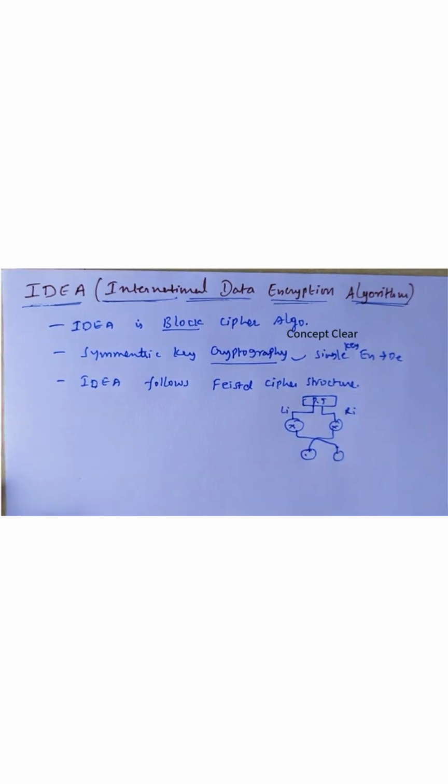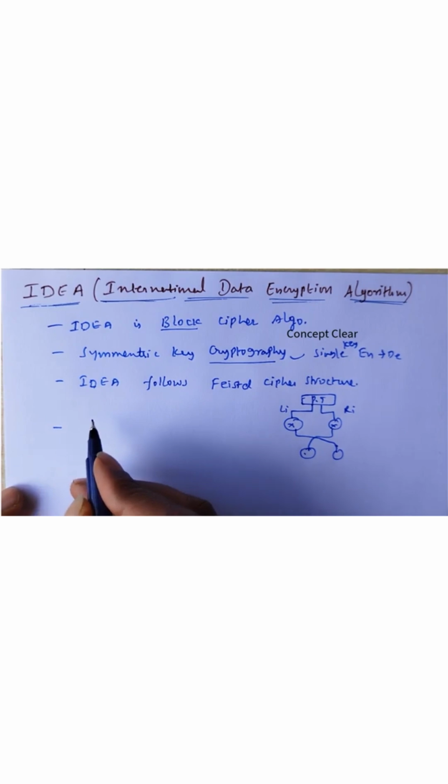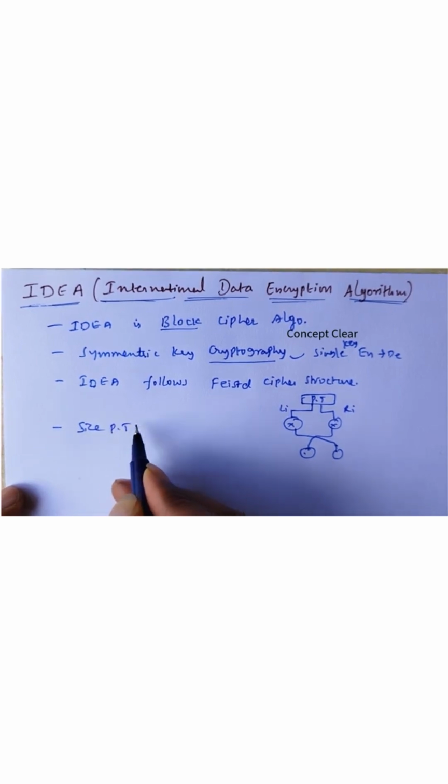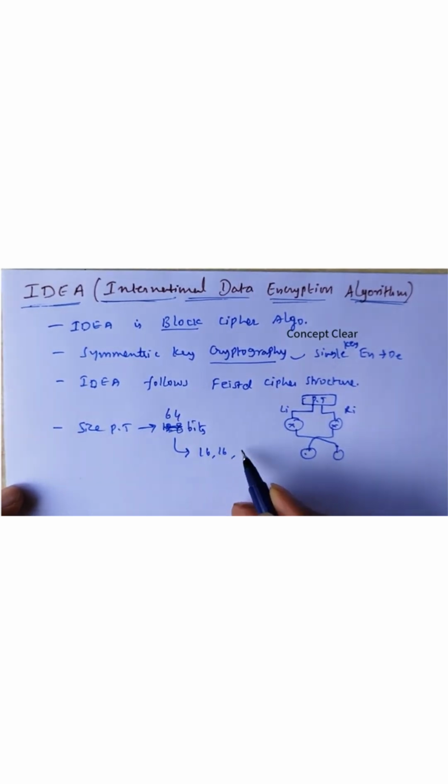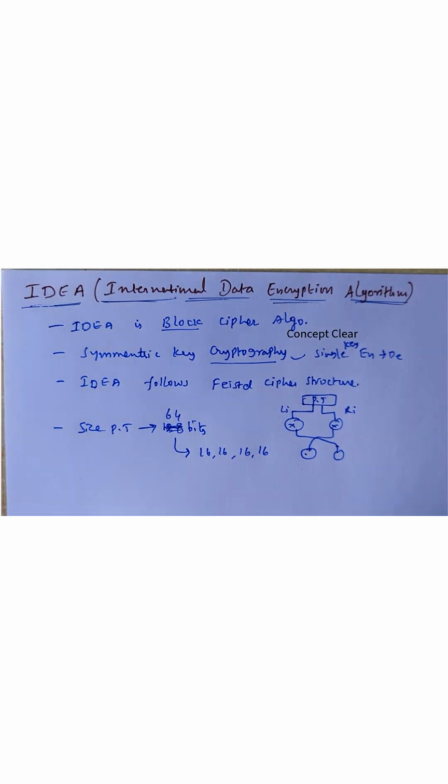This is the cipher structure, and the size of the plain text is 64 bits. These 64 bits will be divided into 4 subparts, 16, 16, 16, 16 bits, like that 4 subparts will be divided.